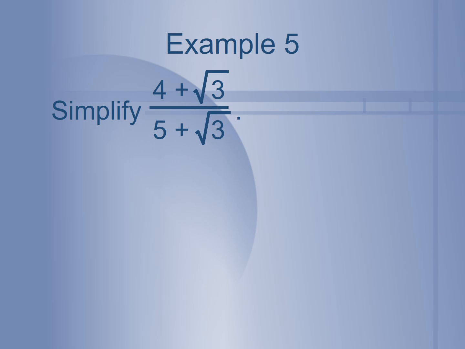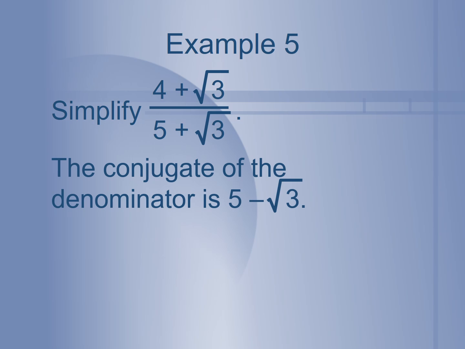So for example, we have 4 plus the square root of 3 over 5 plus the square root of 3. To rationalize the denominator, you can't just multiply by the square root of 3, because you're going to still have a square root in the denominator if you do that. So instead, you'll multiply by the conjugate of the denominator, and the conjugate of this denominator happens to be 5 minus the square root of 3, because remember, a conjugate is the same terms and then you change from addition to subtraction or subtraction to addition. So this will be 5 minus the square root of 3, and we're going to multiply the numerator and the denominator by that.